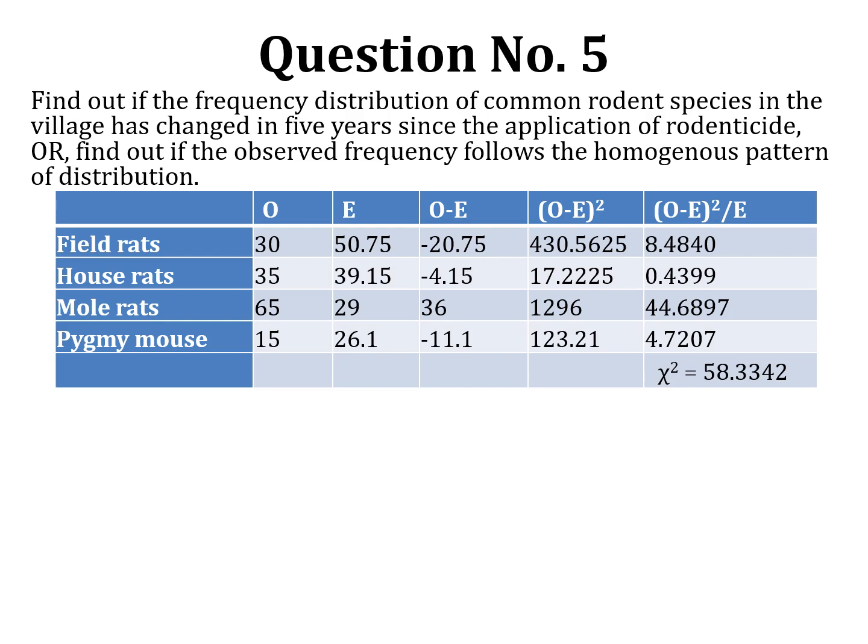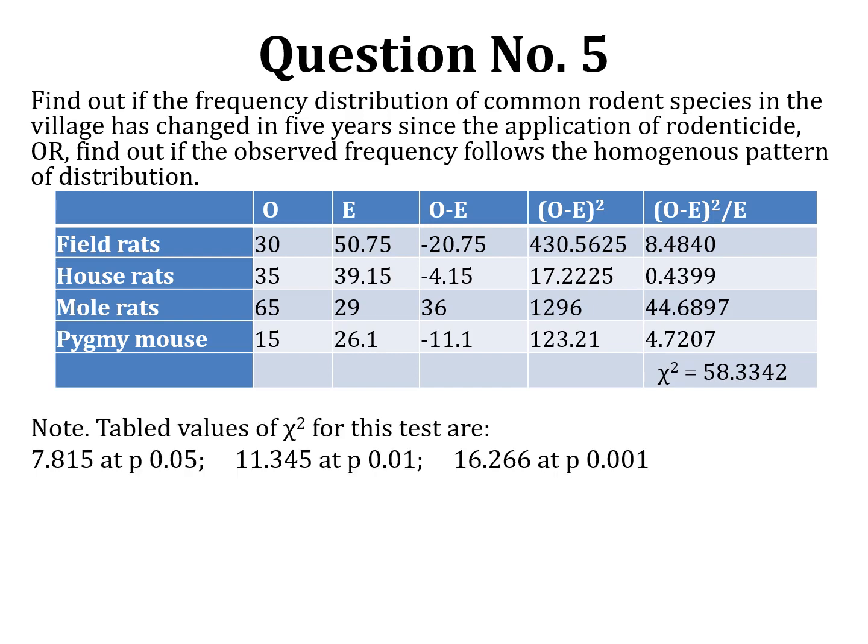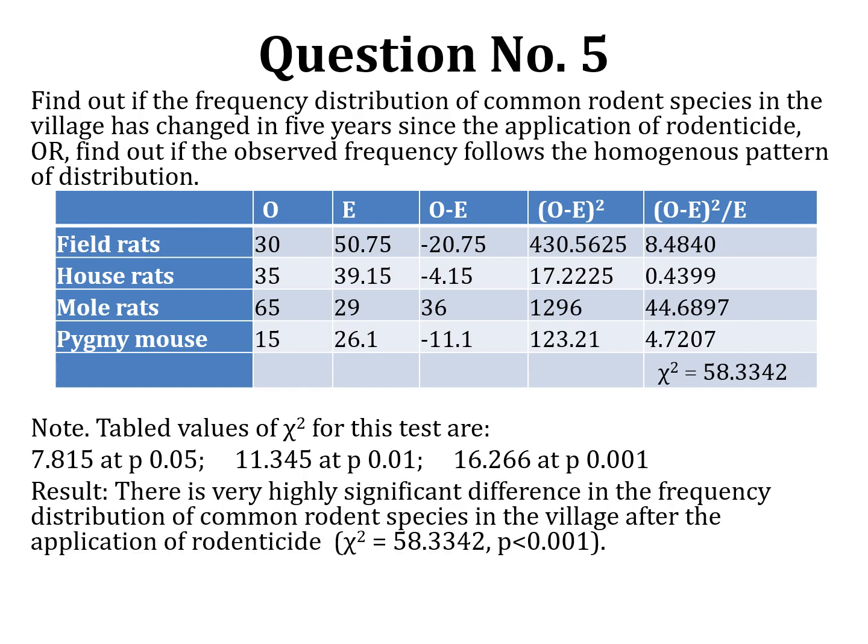And we take the sum of these values, which is our chi-square value, and this is 58.3342. Now the table values of chi-square for this test are 7.815 at probability 0.05, 11.345 at probability 0.01, and 16.266 at probability 0.001. And this is our result. There is a very highly significant difference in the frequency distribution of common rodent species in the village after the application of rodenticide. Chi-square 58.3342, probability less than 0.001.